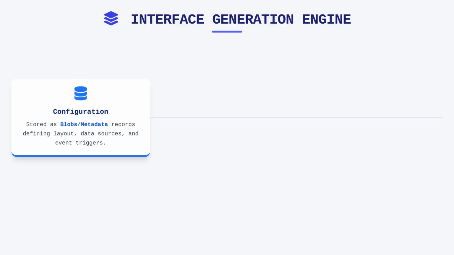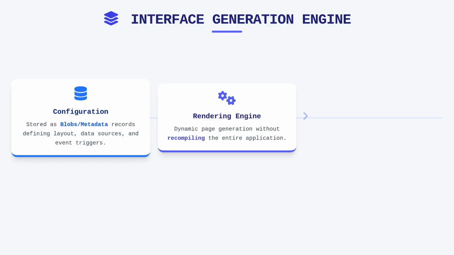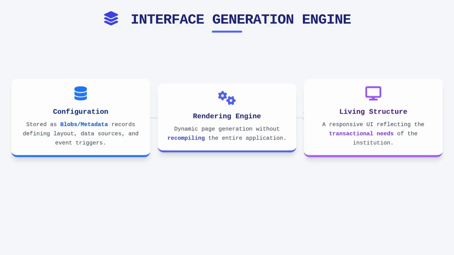To effectively use these tools, one must understand how the interface generation engine consumes form definitions. These definitions are stored in the database as specific blobs or metadata records that describe the layout, the data sources, and the event triggers for every transaction window. When a user requests a screen, the FLEXCUBE architecture renders the page based on this configuration, allowing for dynamic updates without recompiling the entire application.